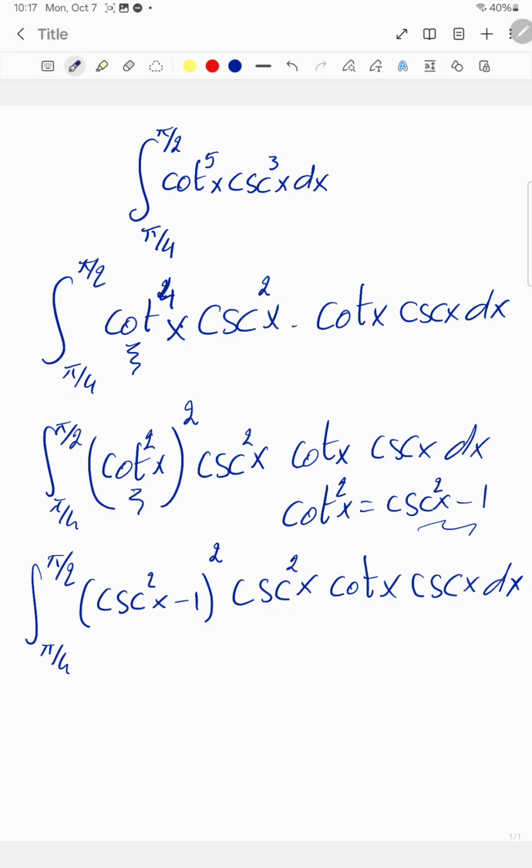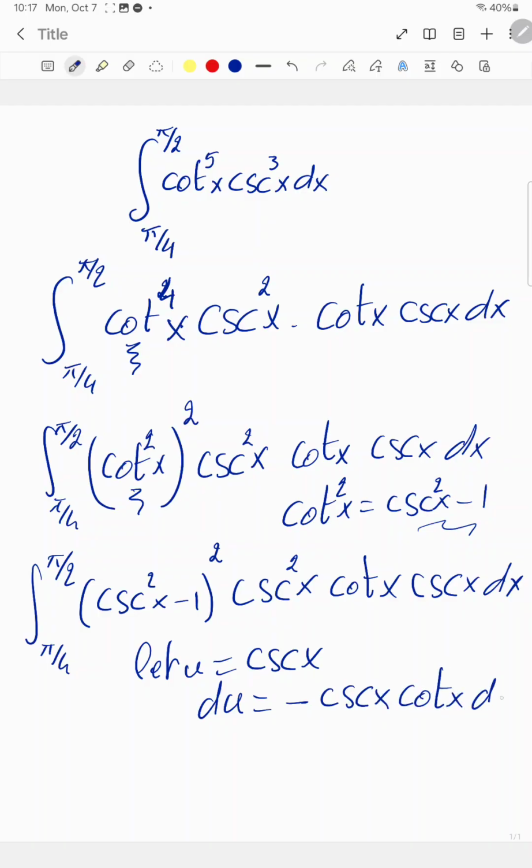Now I know that the derivative of cosec is minus cosec times cotangent. So I will let u equal cosec of x. My du is equal to minus cosec of x cotangent of x dx. So if you realize, minus du is equal to cosec of x cotangent of x dx. So now I can replace cotangent x cosec of x dx by minus du and the cosec by u.